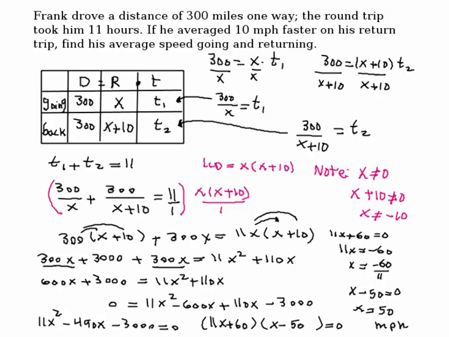Don't forget to put the units here. Again, if you don't see how to factor this, you can always use the quadratic formula. If you do use the quadratic formula, you get minus 60 over 11 and 50. Or if you can see how to factor this like we did here, then that would be a way to do it. So this is how you find the rate.